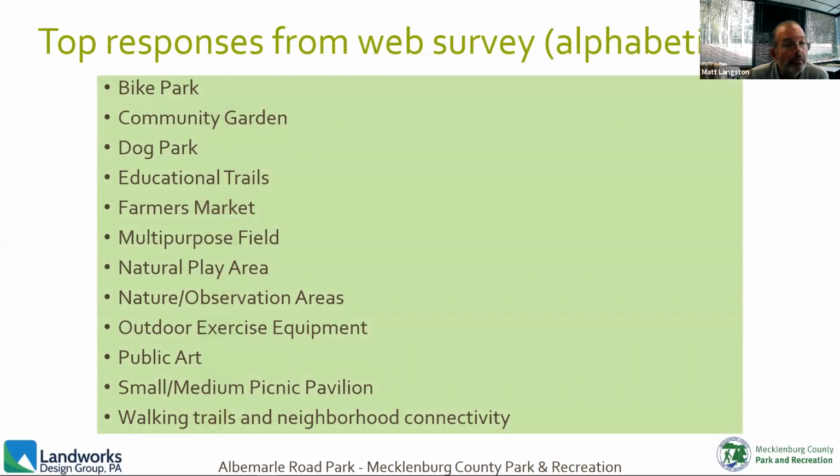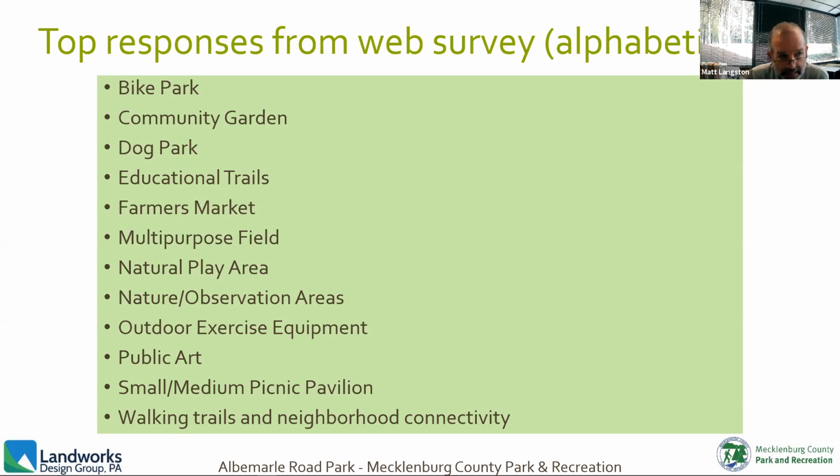So the top responses from the web survey of what things you would like to see in the park include this list: a bike park, community garden, dog park, educational trails, farmer's market, multi-purpose field, natural play area, nature and observation areas. I think somebody mentioned bird watching. Also outdoor exercise equipment, public art, picnic pavilion, and walking trails and neighborhood connectivity.